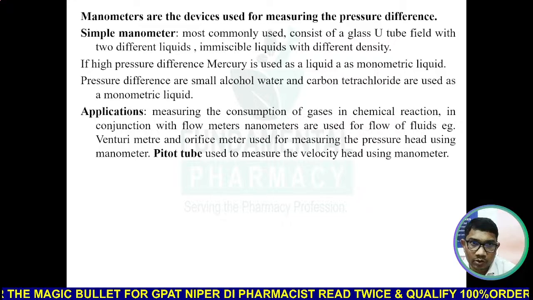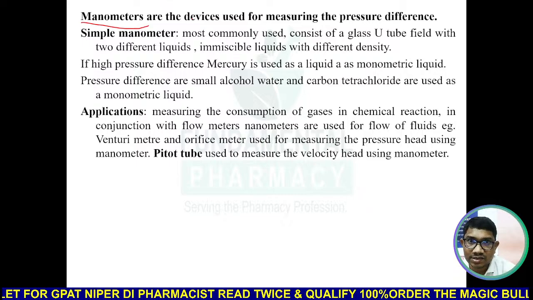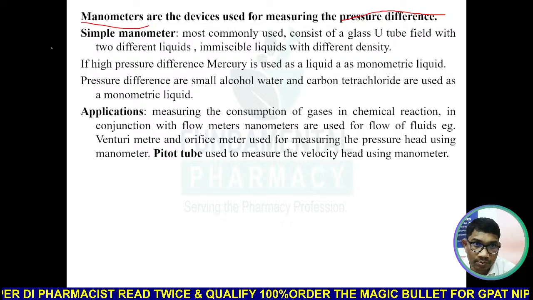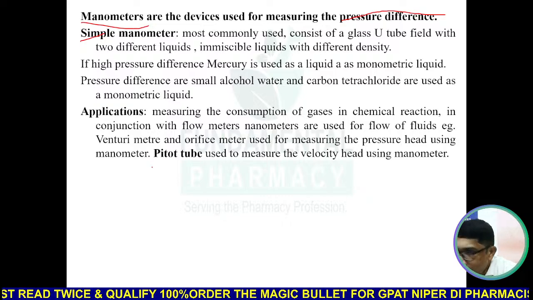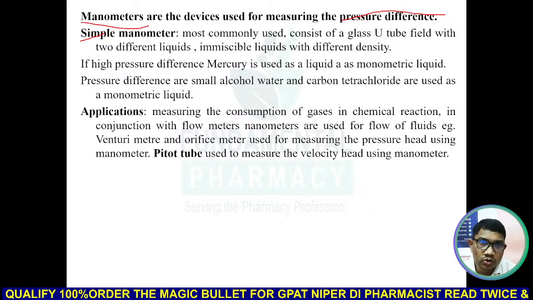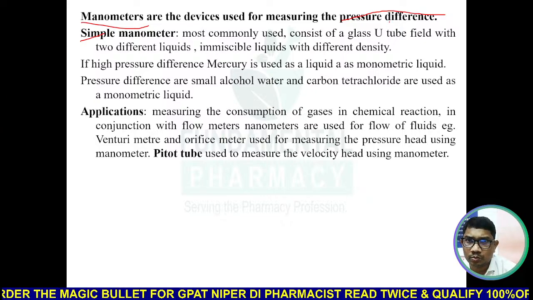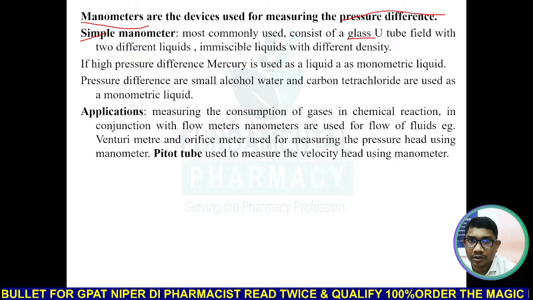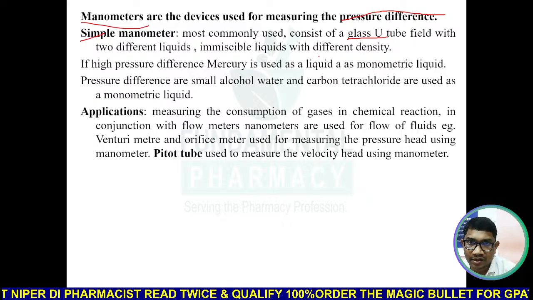We have seen what you mean by manometer. For GPAT, manometer is important. So manometer is the device used to measure the pressure differential. Question आता है आपको. So there are simple manometer, differential manometer, and inclined manometer. Simple manometer is most commonly used. It is a U-tube, a glass U-shaped tube filled with liquids. Two immiscible liquids with different densities.